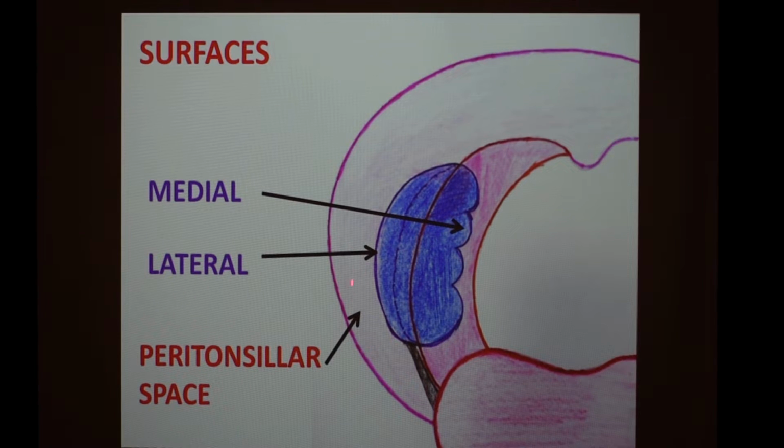The space outside or lateral to the lateral surface, between the mucous membrane of the oral cavity and the lateral surface of the tonsil, is called the peritonsillar space. So the surfaces are two, the medial surface and the lateral surface, and the space lateral to the lateral surface is called the peritonsillar space.